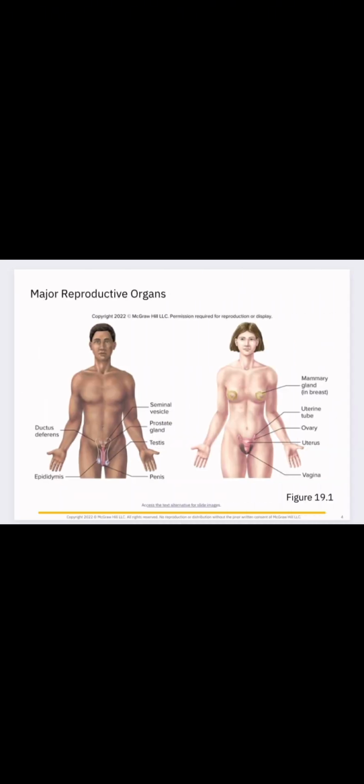Reproductive system functions: production of gametes, fertilization, development and nourishment of a new individual, and production of reproductive hormones. Here are the major reproductive organs. In the male we have the ductus deferens, epididymis, penis, seminal vesicle, prostate gland, and testis. In the females, we have the mammary gland in the breast, uterine tube, ovary, uterus, and vagina.